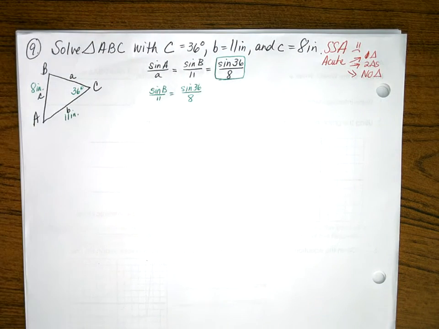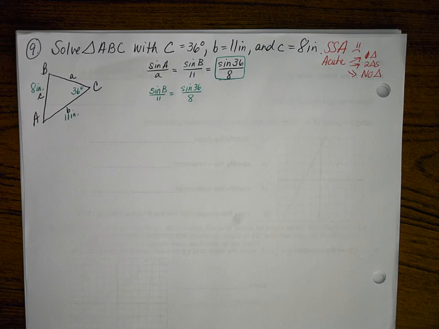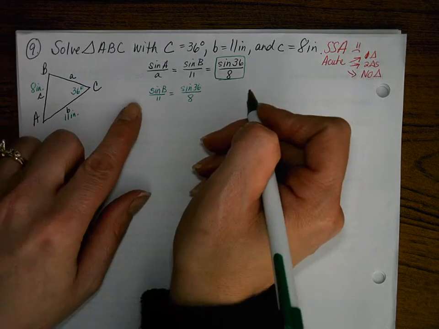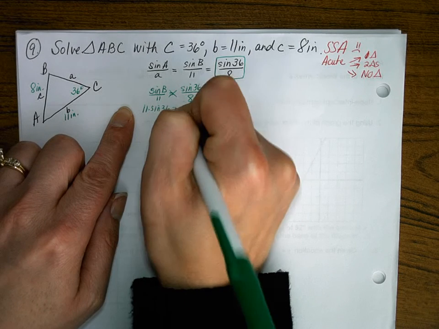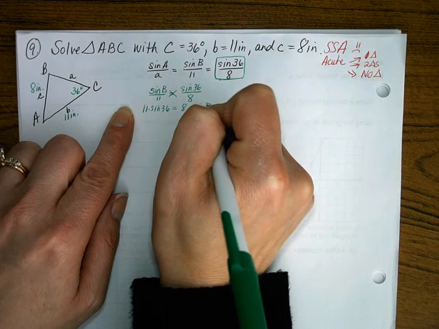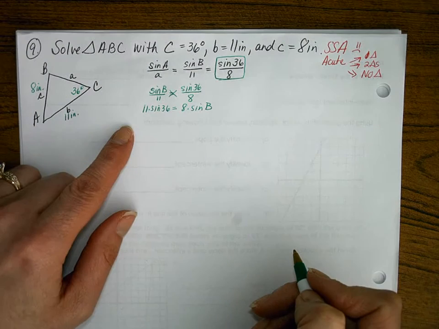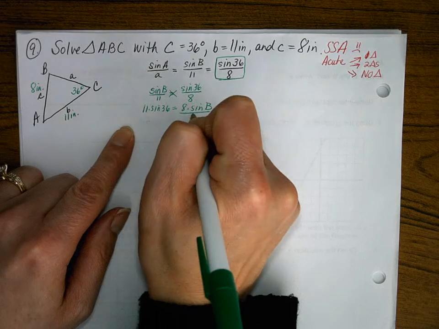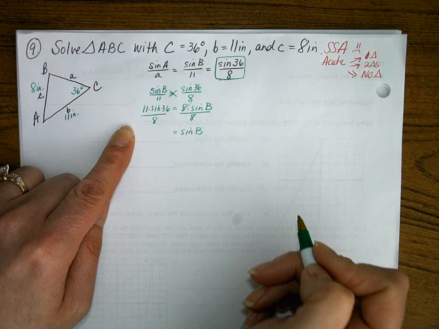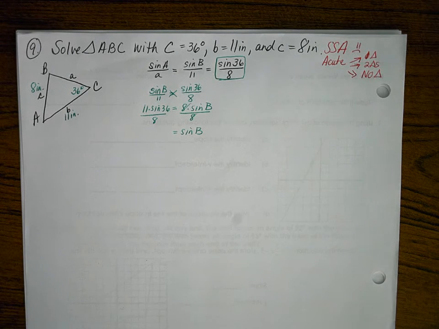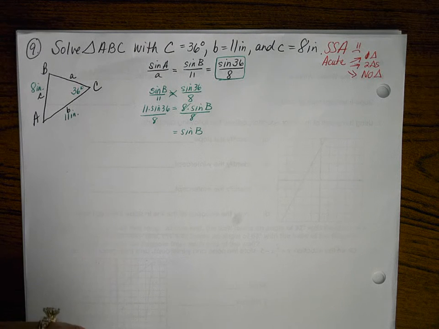All right, tell me what we're doing here. Cross multiply. Tell me what I'm writing: 11 times sine of 36 equals sine of b times 8. So what am I doing to get angle B? Divide both sides by 8. Then the 8's cancel, and sine of B equals 11 times the sine of 36 divided by 8. What do we get?